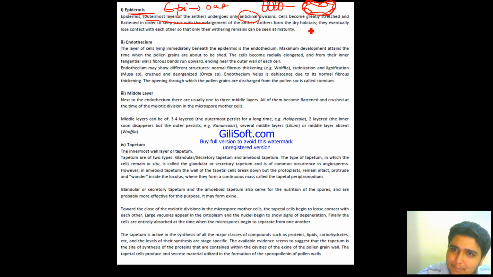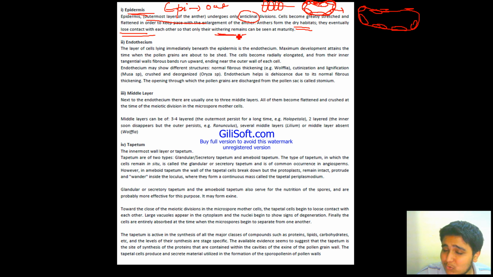Now eventually what will happen in dry habitats? This is in regular plants. In case of desert plants and dry habitats, these epidermal cells lose contact. Obviously, when I stretch these even more, what will happen? They will lose contact because they can no longer hold each other. And they become the withering remains.